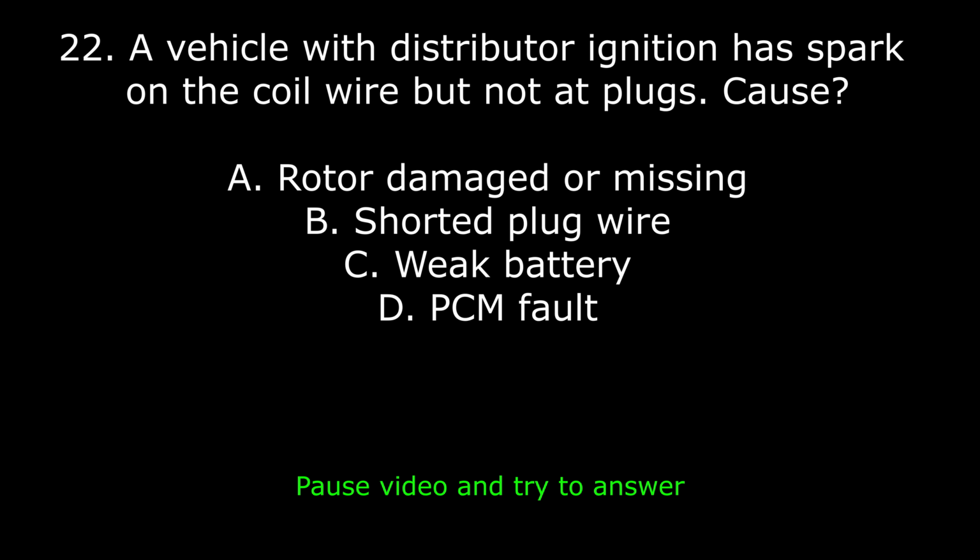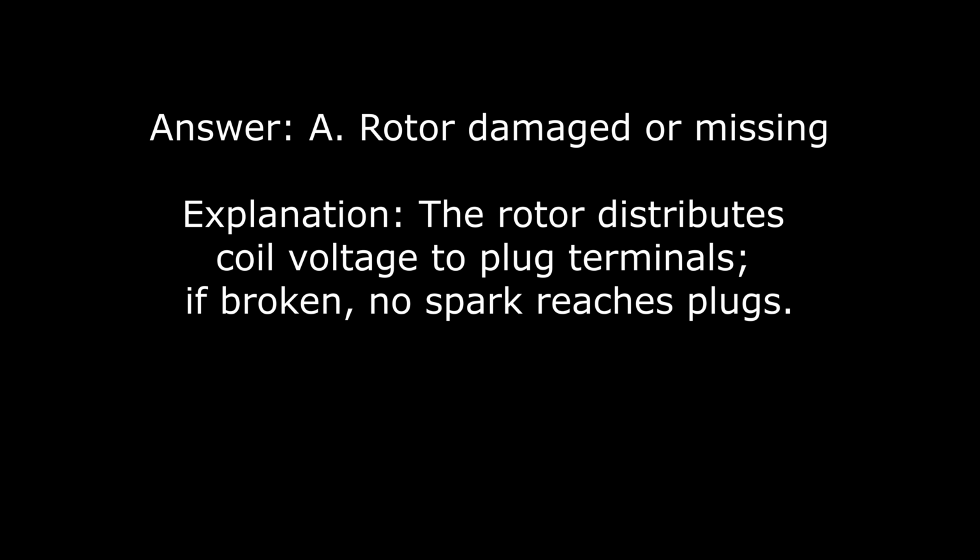22. A vehicle with distributor ignition has spark on the coil wire but not at plugs. Cause: A. Rotor damaged or missing. B. Shorted plug wire. C. Weak battery. D. PCM fault. Answer: A. Rotor damaged or missing. Explanation: the rotor distributes coil voltage to plug terminals. If broken, no spark reaches plugs.